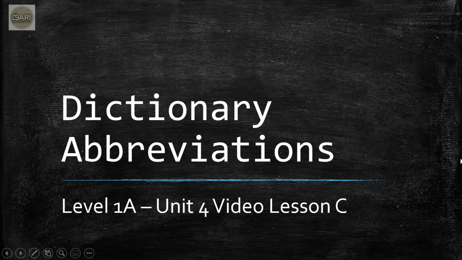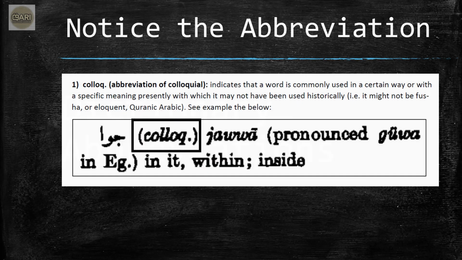I am your instructor Hanif Faust, and this is the Level 1A Unit 4 Video Lesson C, dealing with dictionary abbreviations. This lesson is taken directly from your course book in Unit 4, and it covers the first lesson presented in the book, which deals with various abbreviations specific to the Hans Wehr Dictionary, or at least adopted by the Hans Wehr Dictionary. That is our point of reference.